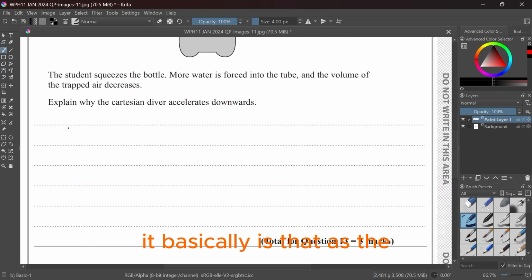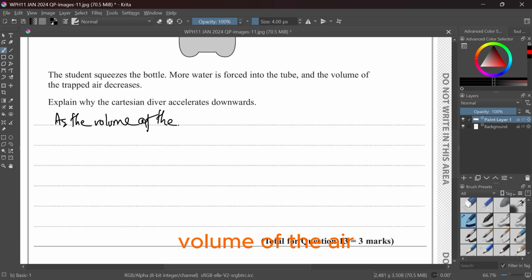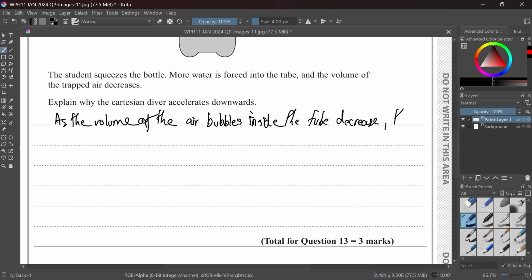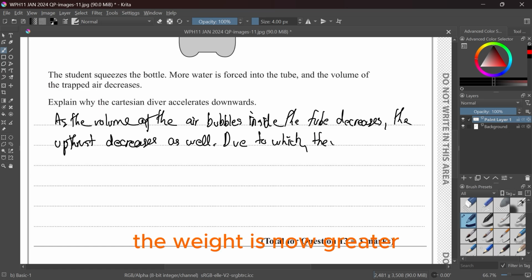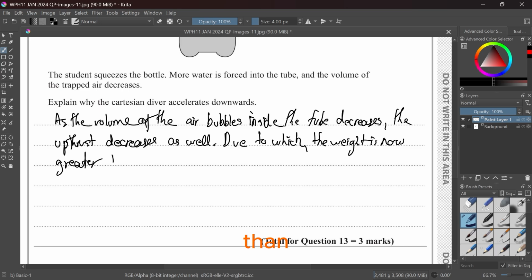I'm going to write the same thing here. It basically is that as the volume of the air bubbles inside the tube decreases, the upthrust decreases as well, due to which the weight is now greater than upthrust.